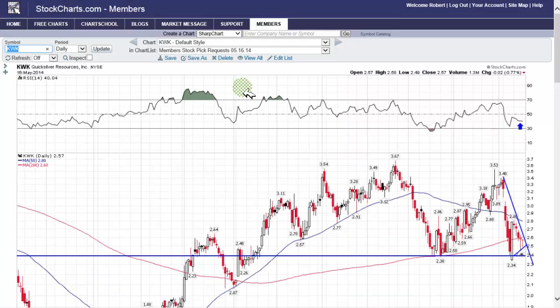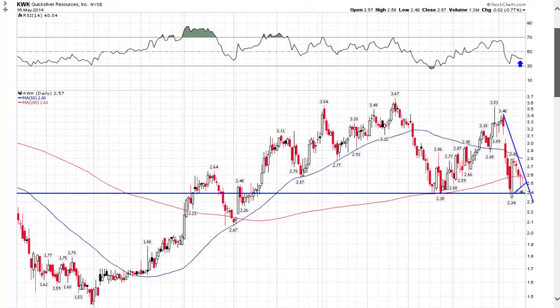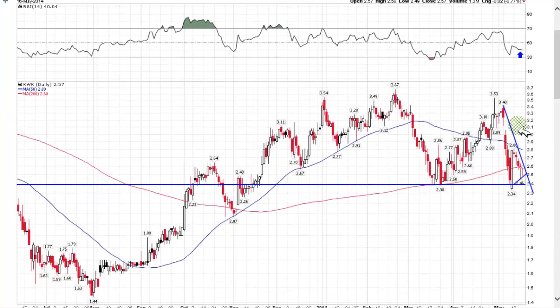All right, first stock up is Quicksilver Resources, KWK. This is for fellow member Jesus. KWK is one of those stocks that attempted to break out. It failed, as noted by this topping tail here, and we've pulled back to a nice support level. What I'm looking at here is a double bottom setup off of $2.38. In fact, we had an undercut double bottom reversal off of that support level.